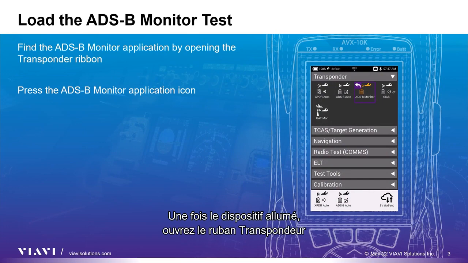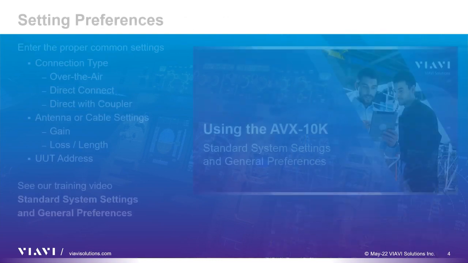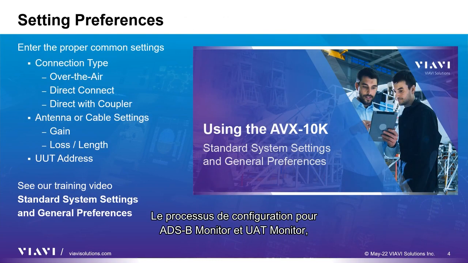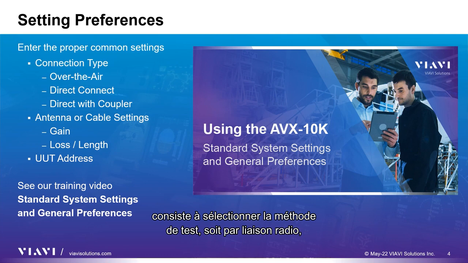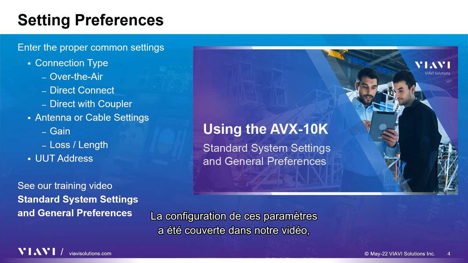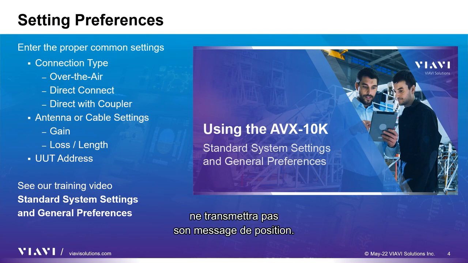After turning on your test set, open the transponder ribbon and select the ADS-B monitor application. The setup process for both ADS-B monitor and UAT monitor consists of selecting the method for testing, either over the air, direct connect, or direct with coupler, and then accounting for the associated loss and gain values. The setup for these parameters has been covered in our video, Standard System Settings and General Preferences. Prior to running these tests, you should ensure that the aircraft's GPS receiver has established a 3D lock. If not, the transponder will not transmit its position message.